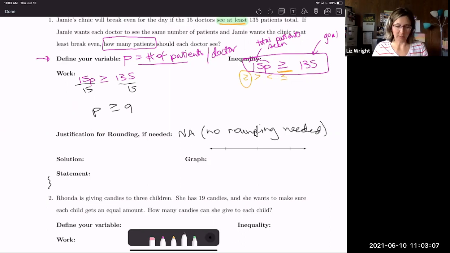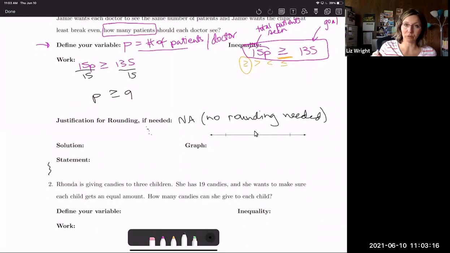We're going to have to round on the next one though. So then our solution. If we had to round, you would show that work here, and then you would tell me your rounded answer. So what is your solution for this problem? Well, ours is going to be the same because we didn't have to round. Then we're going to graph. So this is going to be 8, 9, and 10. It's going to be a closed circle here, and we're shading to the right. So they need to see at least 9 patients.